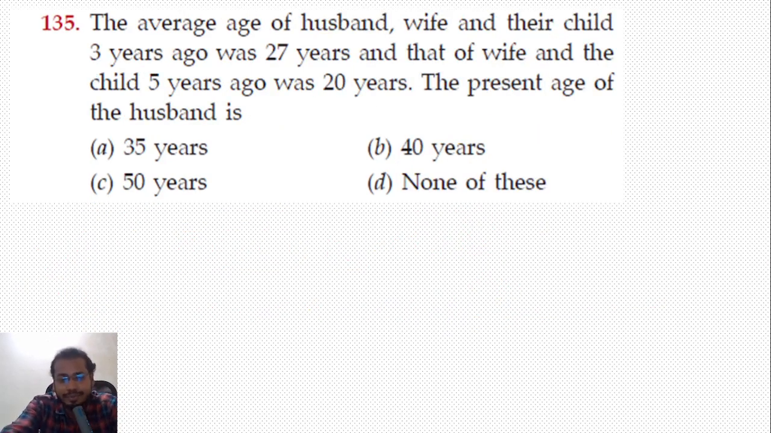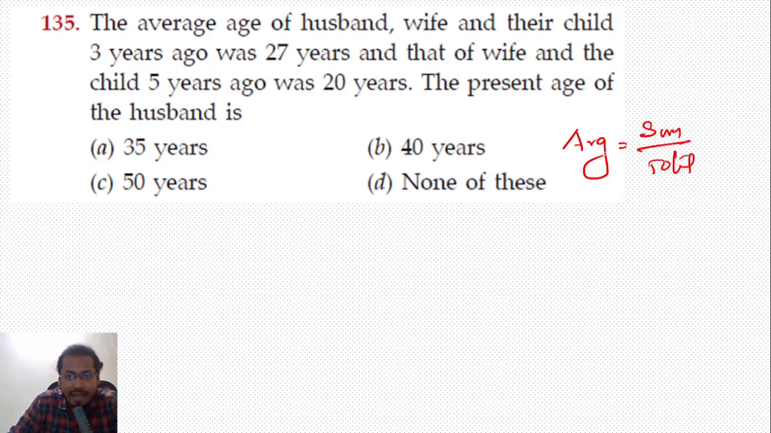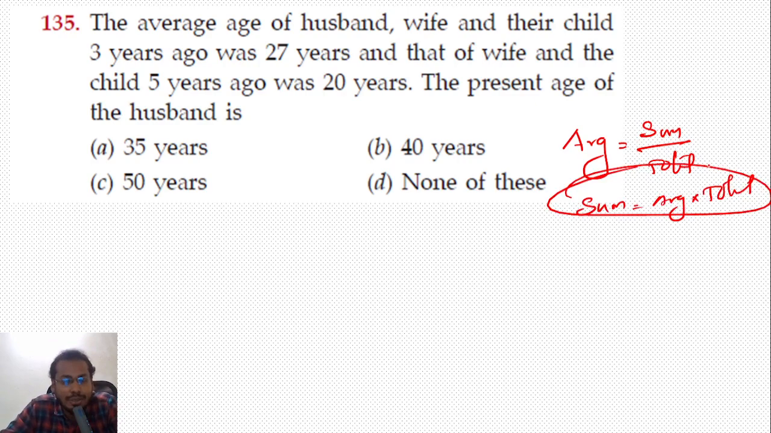Okay, next one. The average age of husband, wife and their child 3 years ago was 27, and that of wife and the child 5 years ago was 20. See, simple guys. When the average is given, they are not asking for it. Average is equal to sum by total. Correct? If the average is given, just take the sum. Sum is equal to average into total. This is the ultimate thing we're going to do in all the aptitude questions. They will never ask for the average directly. They will give the average value, so we need to find the answer using the sum.